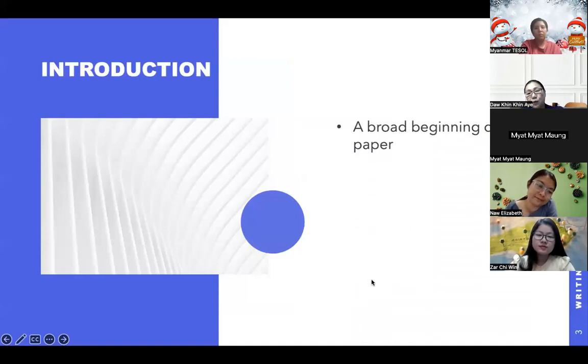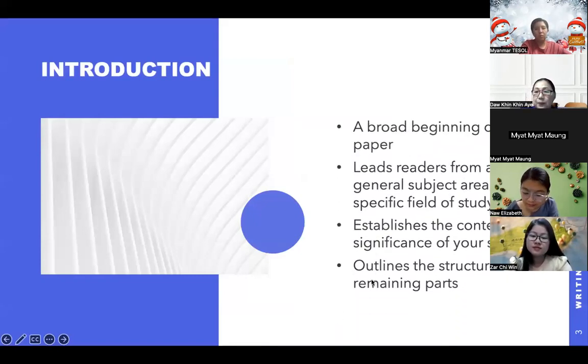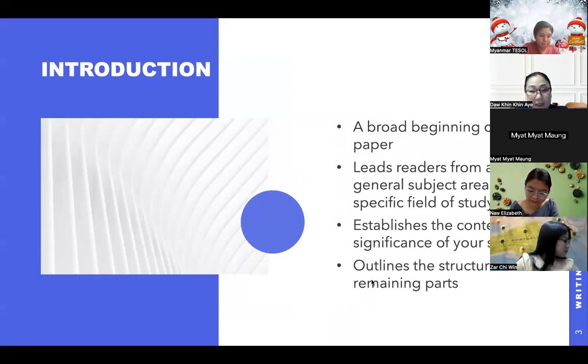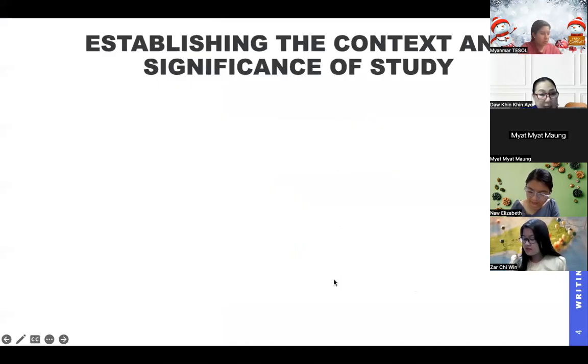Now, let's look at what an introduction is. It's a broad beginning of your paper, because it leads the readers from a general subject area to a specific field of study. It starts with the general area and narrows it down to the specific field of study, which is where your study is. It establishes the context and significance of your study, and it outlines the structure of the remaining parts. That is what the introduction is like.